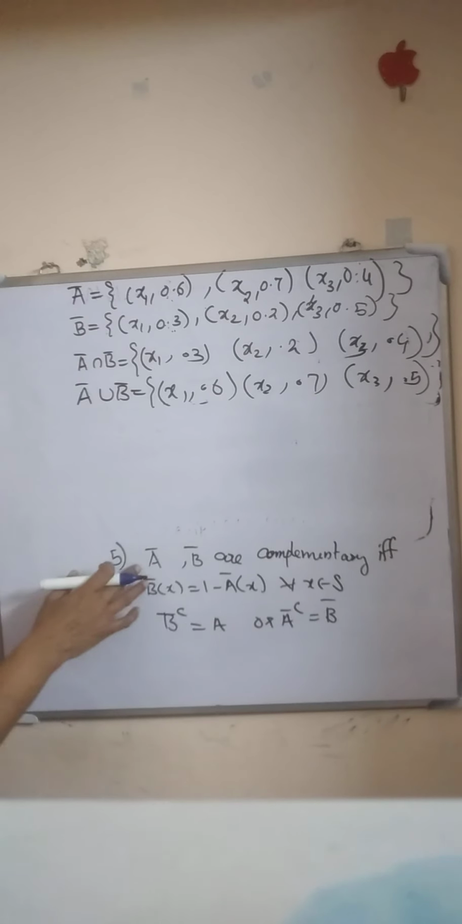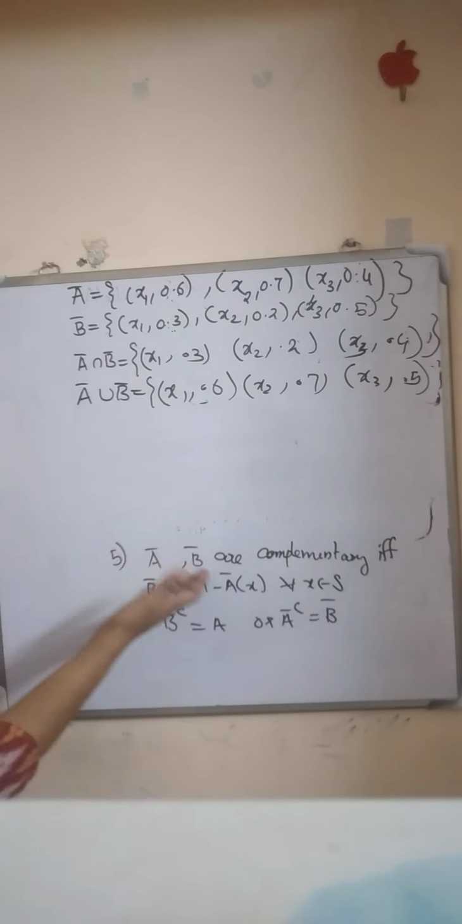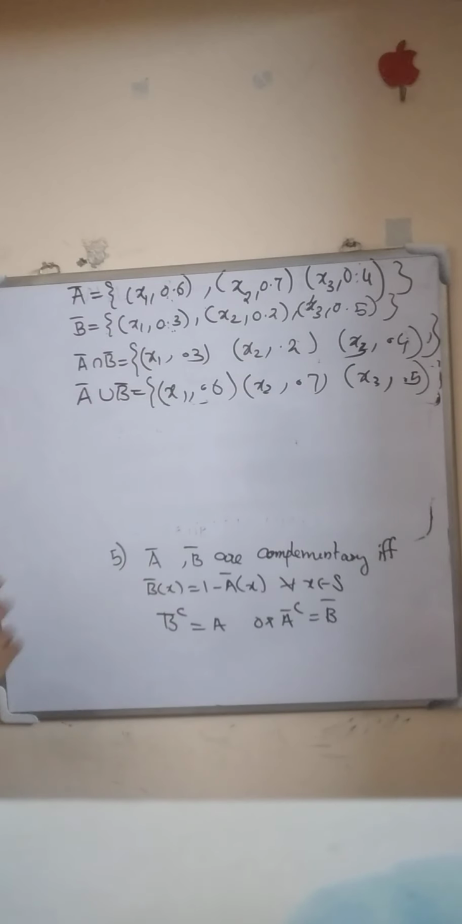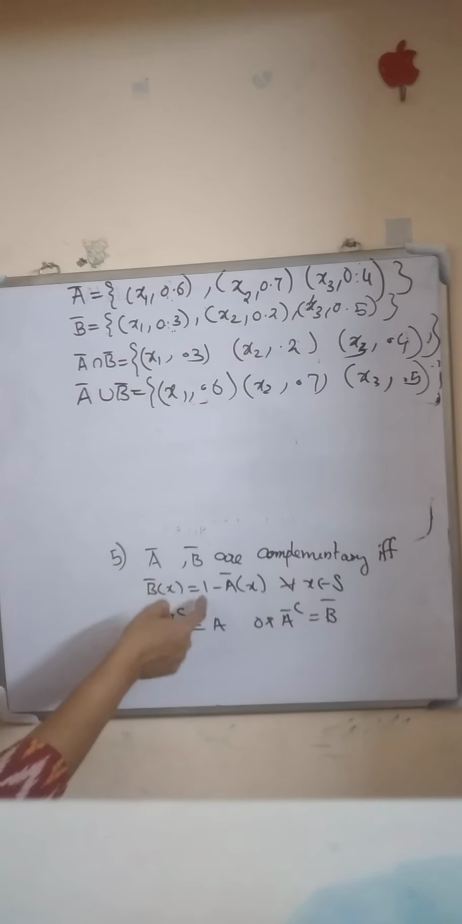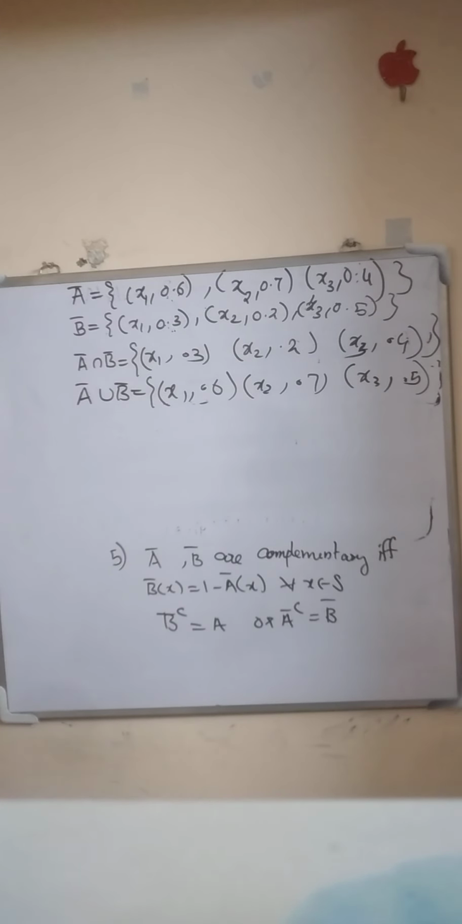Okay, next we define the complement of a fuzzy set. If A bar and B bar are complementary, that is, if A bar is the complement of B bar or B bar is the complement of A bar, then B bar of x is obtained by 1 minus A bar of x. That is, the membership function of B bar of x is 1 minus the membership function of A bar of x. So B bar complement is equal to A bar and A bar complement is equal to B bar.